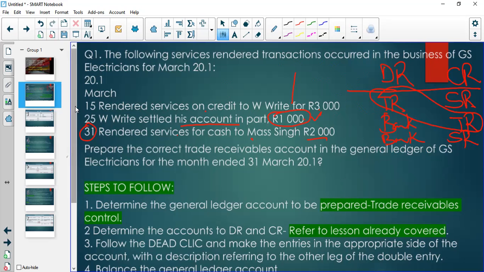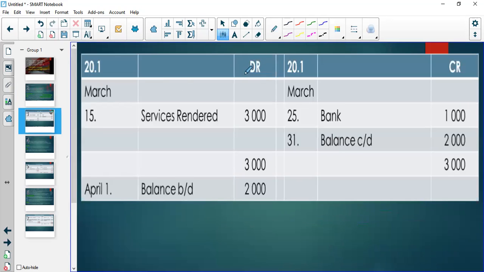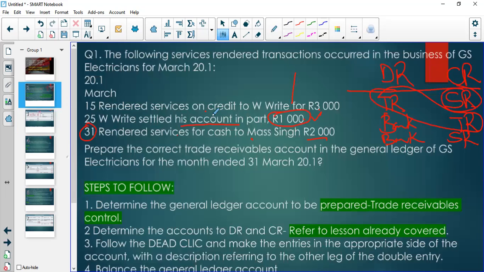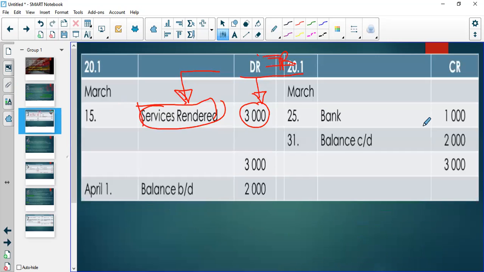Right, so where do we go from here? So this is our trade receivables control. All right, so the services rendered, there's 3,000, remember. So we come and put it on the trade receivables. So the name will be somewhere here, trade receivables. Then we enter an amount of 3,000 on the debit side. Then this is the contra account. Services rendered was credited. Then on the 25th, we received this in the bank account. So the trade receivables again is affected. So we enter 1,000 rand on the credit, and we mentioned that the other account that was debited was bank.